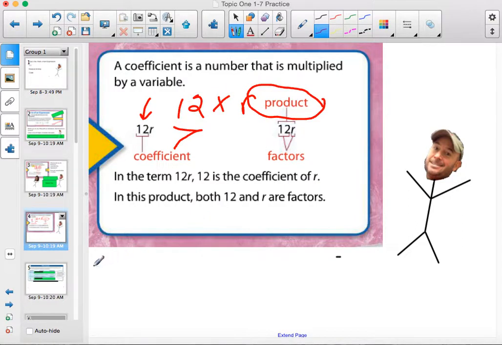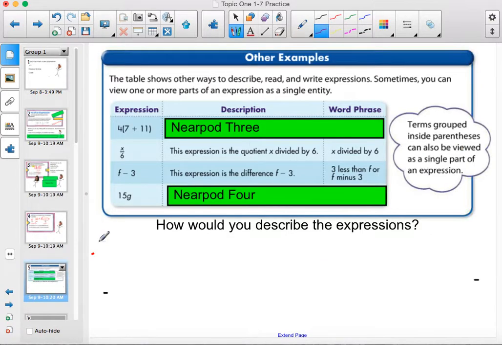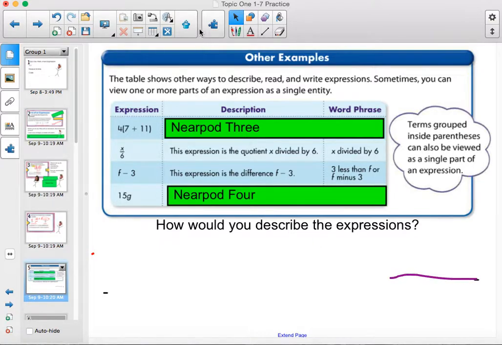Now let's take a look at a table. Whoops.